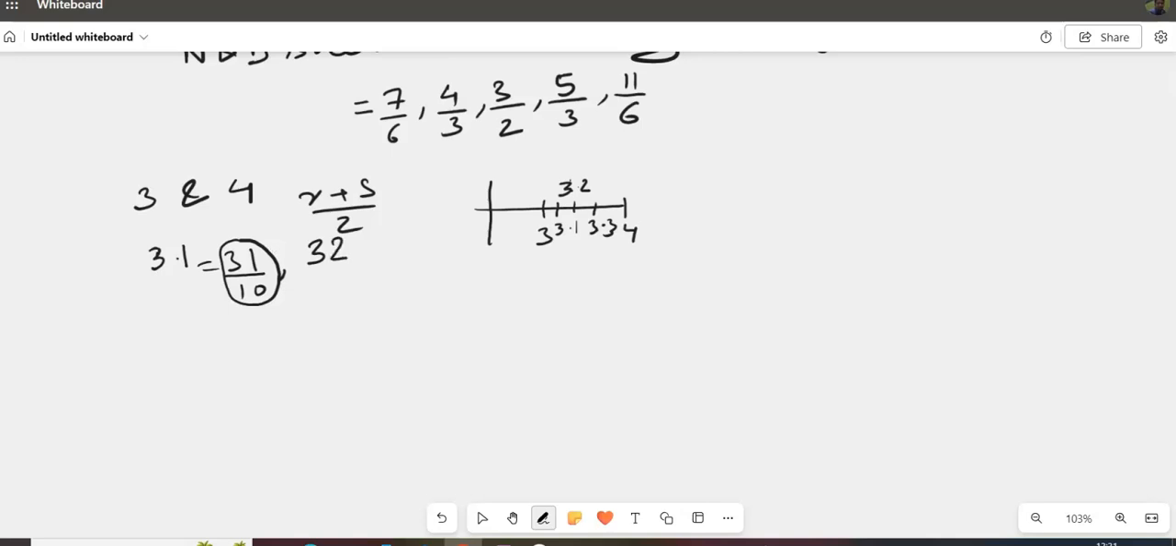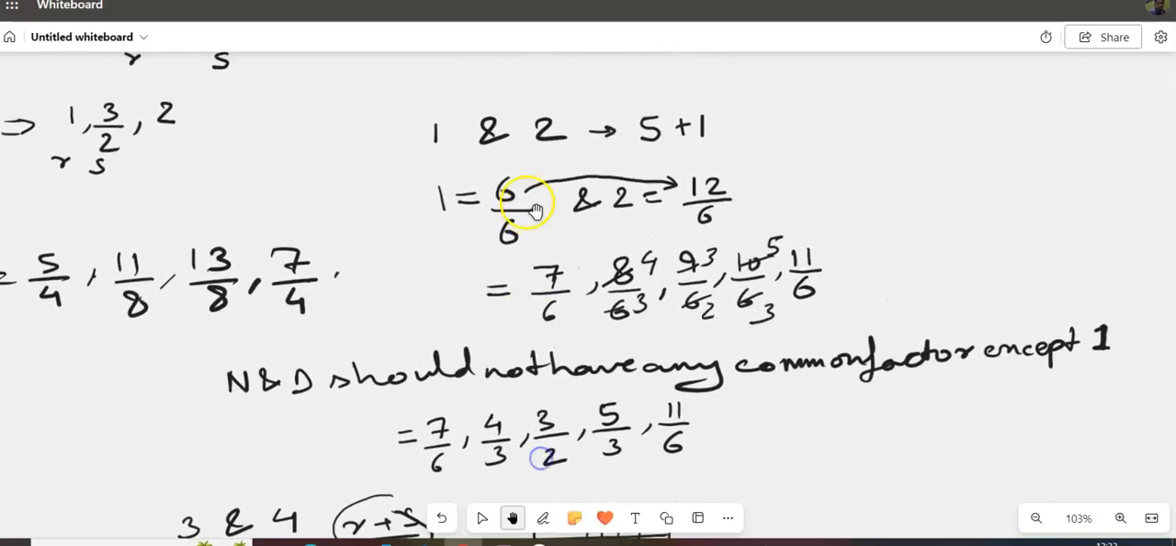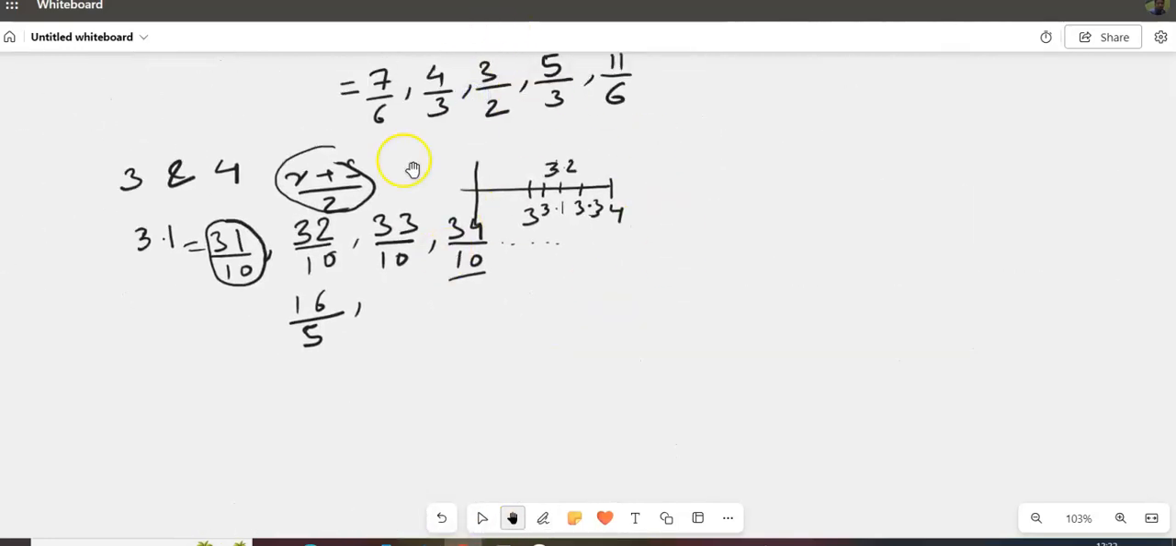After that, can we write 32 by 10? Yes, we can write it, but this is not the simplest rational number. We can still break it down by 5. Now it is fine. 33 by 10. Yes, again. Then 34 by 10. Okay, and so on. And you can simplify these as well. So the main thing to understand here is that we do not have to always go for this method. We can think logically and try to come up with the answers without it.